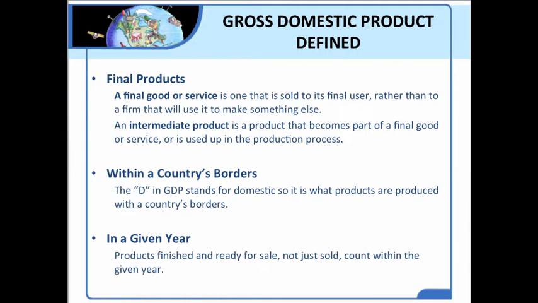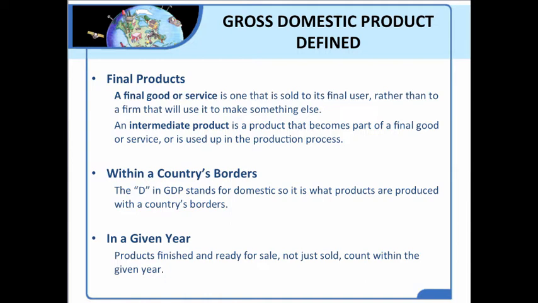We only count products when they are finished and ready for sale, not just when they are sold. So we count them in that given year. GDP includes only final goods and services produced in a single calendar year from January 1 to December 31. It does not include the sale of items left over from the previous year.